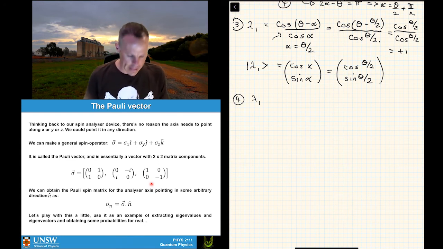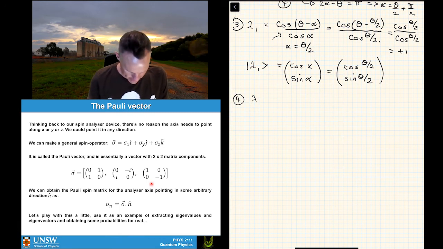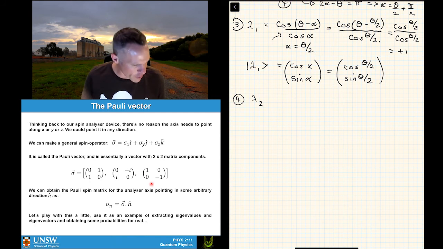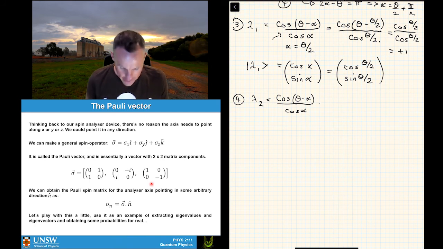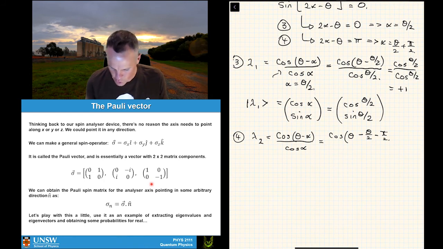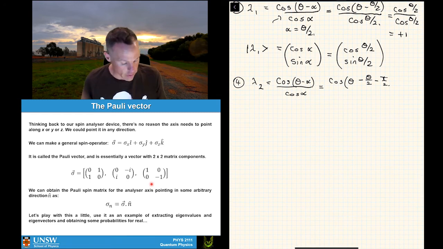So this one now we'll call lambda 2. Getting a bit late in the evening today, so hopefully I don't make too many mistakes from here. And we can do this again by the same logic. So this will be cos theta minus alpha on cos alpha. And you could do it by the sine as well, just to prove to yourself that I'm not telling you a furphy here. It works either way. So this would now be cos theta minus theta on 2 minus pi on 2. Okay, because what we're using is this solution number 4 just here, where we have the plus, but we're subtracting the alpha in just here.